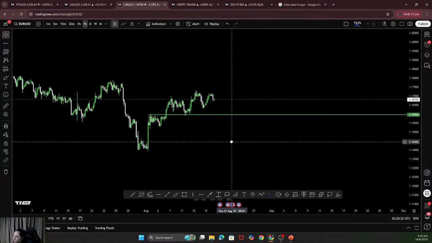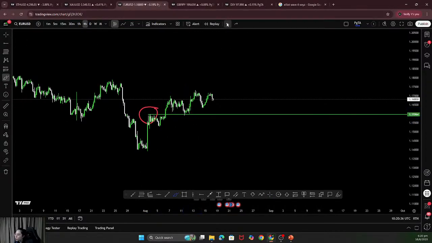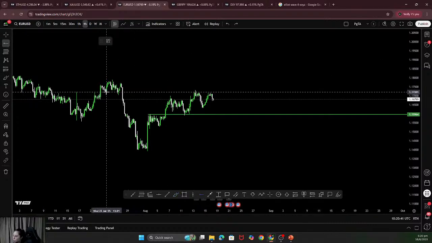There's going to be an overlap here. Overlap means that there is a swing high and swing low meeting at the same point. There's an overlap here, another overlap here.